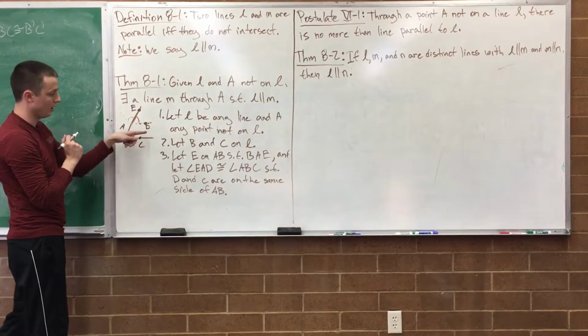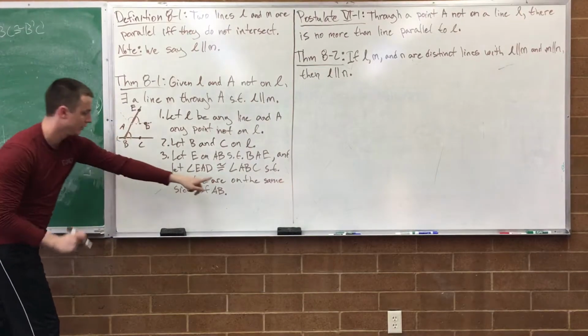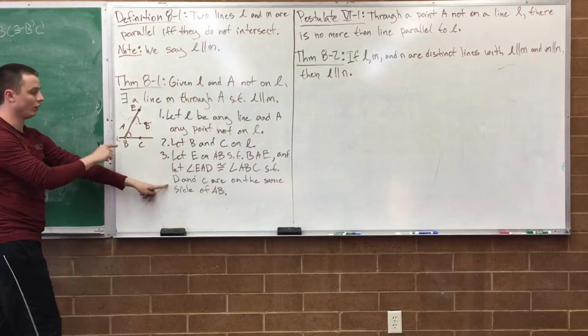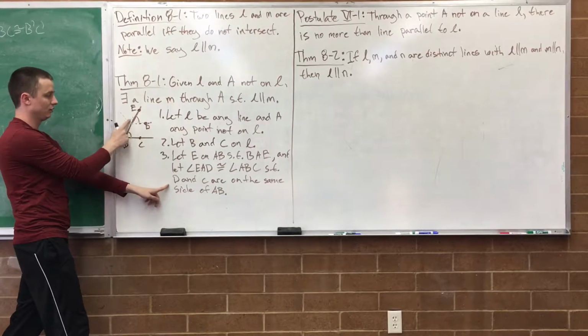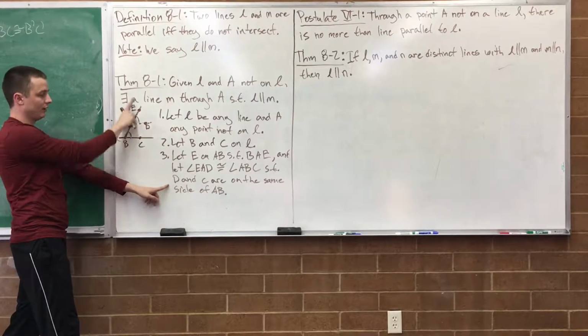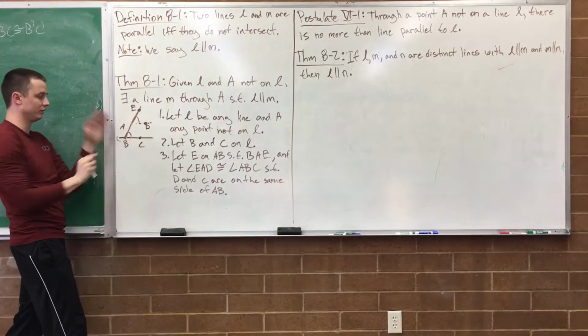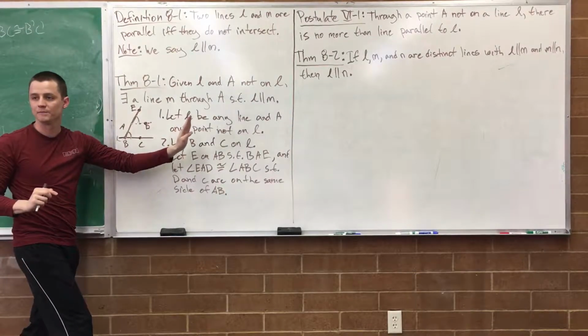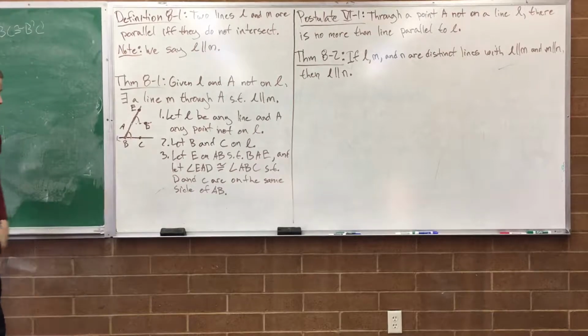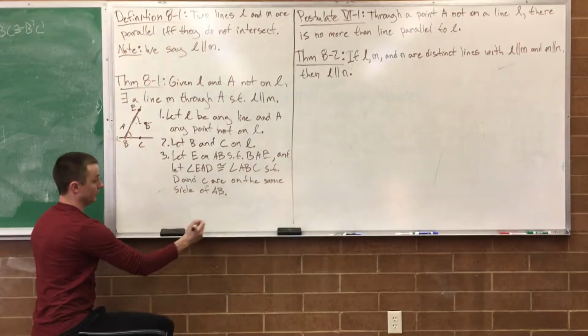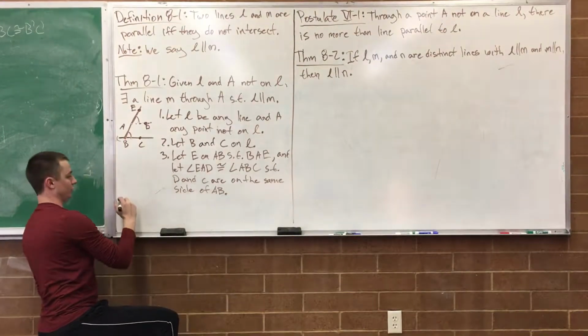So we need to do the one using point D that's on the same side of this line AB as C is. So we want these 2 angles to be on the same side of the line AB. That make sense? Okay. So now we do our contradiction.